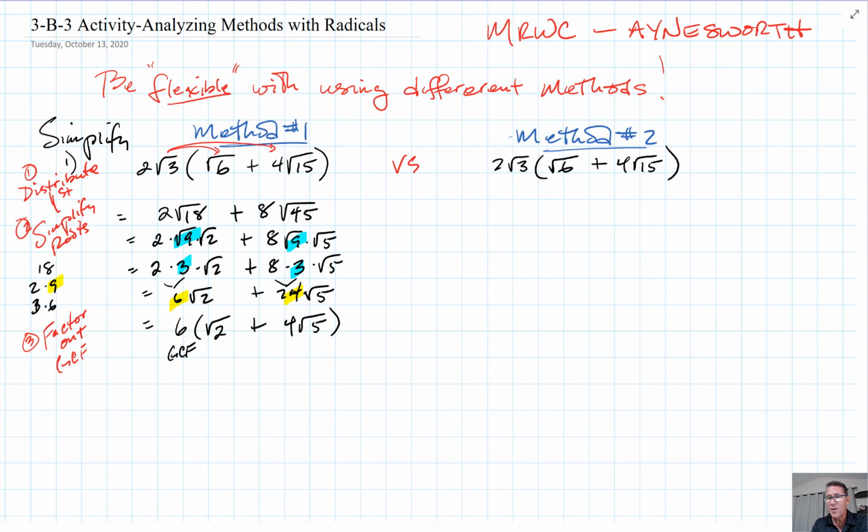The analysis is critical in the MRWC program. You have to be willing to look at your colleagues' or classmates' work and critique it and analyze it. So being able to do something like this is important.